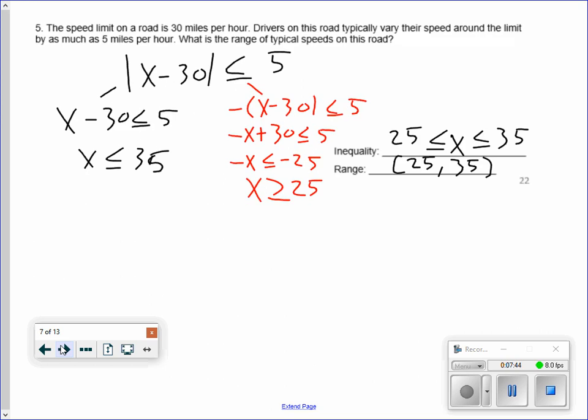And the last problem, this is another really intuitive one to understand how these are done. This is what you should have got. The speed limit on a road is 30 miles per hour. People will vary their speed by up to 5 miles per hour, so 5 miles faster or 5 miles slower. So that's where we get the inequality of x, the driver's speed, being greater than or equal to 25 and less than or equal to 35. It'll be anywhere in that range.